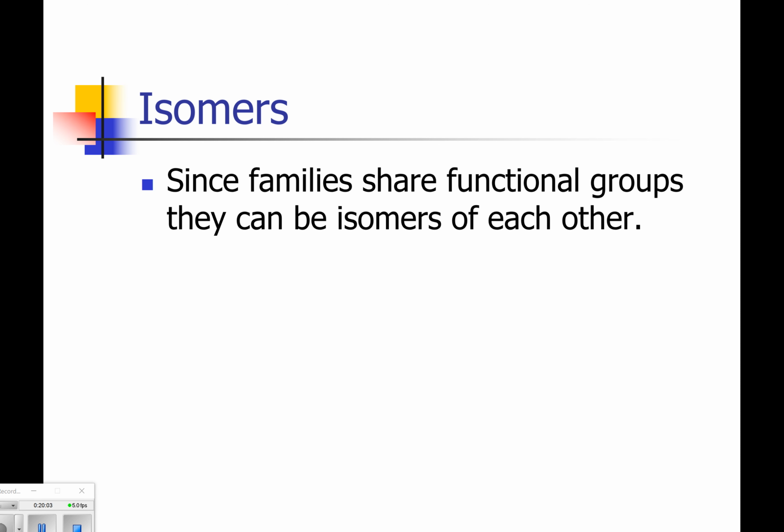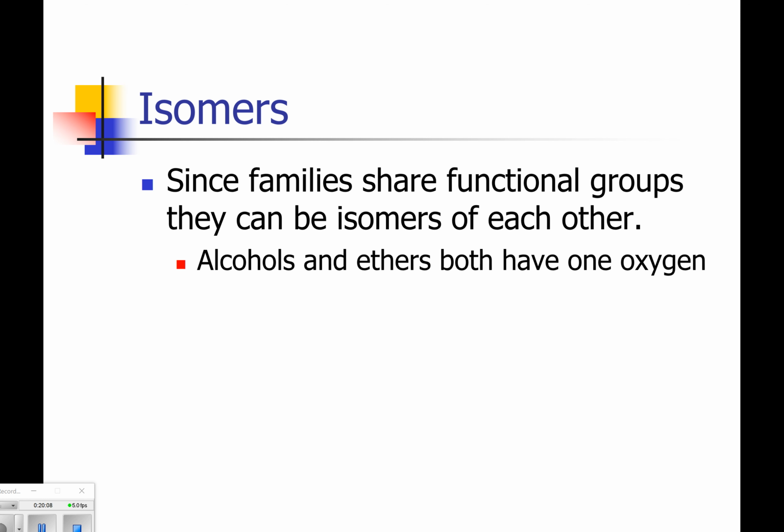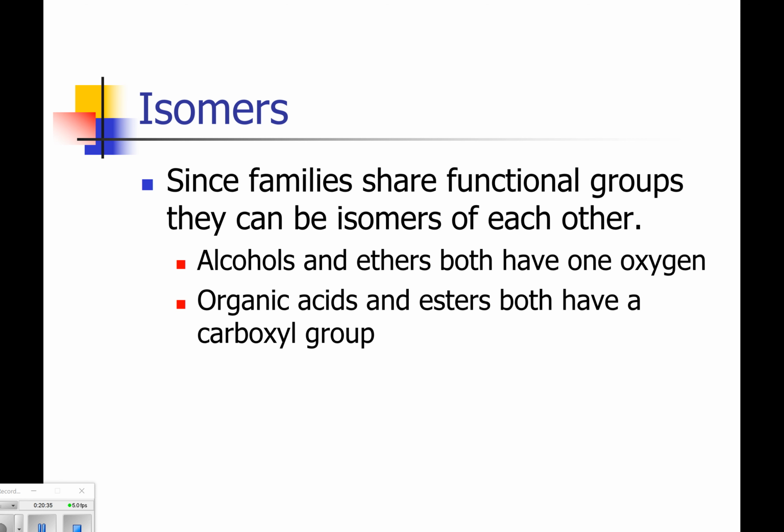Now, isomers. Some families are going to share functional groups, so they can be isomers of each other. Isomers are substances that have the same molecular formula, but are put together in a different structural arrangement. This is different than isotopes, which are atoms that have different numbers of neutrons but the same number of protons. So alcohols and ethers both have one oxygen, so they can be isomers of each other depending on where that oxygen is located.